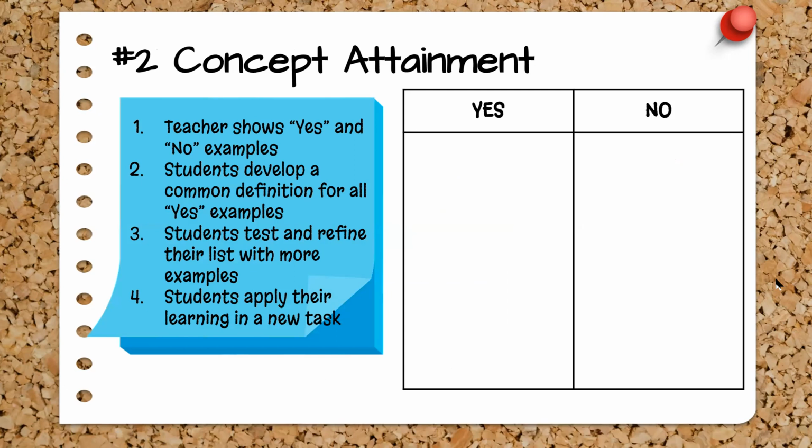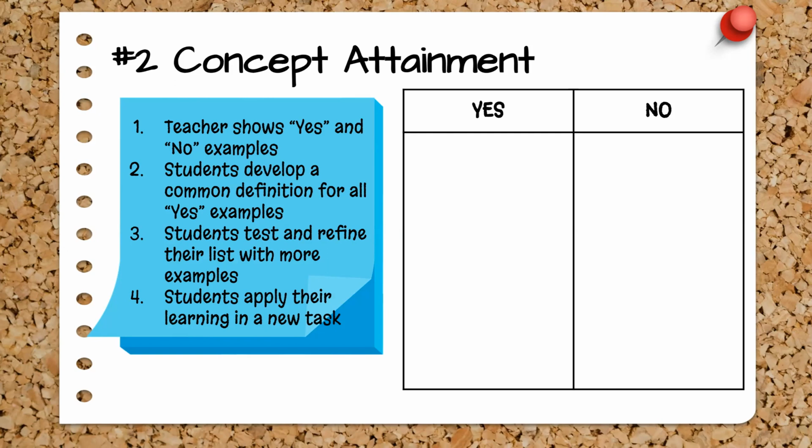Okay. The second strategy to add to your academic vocabulary instruction toolbox is called concept attainment. I'm not sure if you've heard of this one or not. Maybe it's new for you, maybe you've used it in class. Here's how it works. Number one, as the teacher, you're going to show yes examples and no examples.